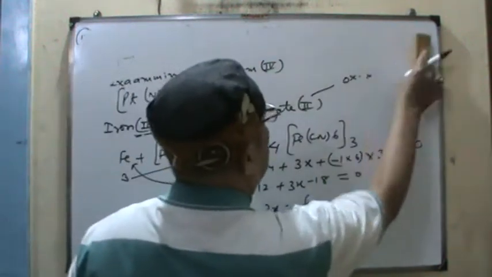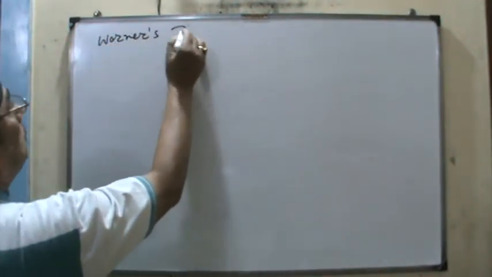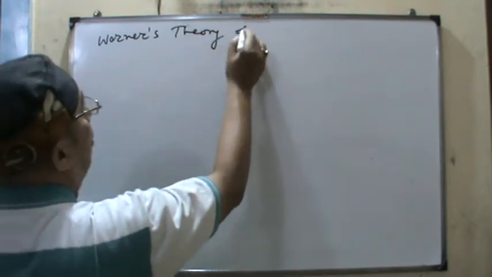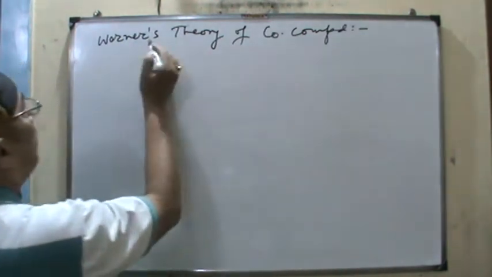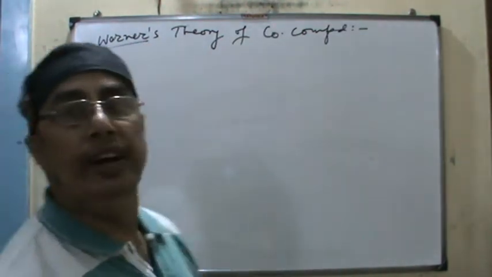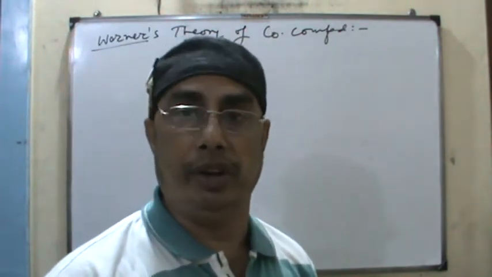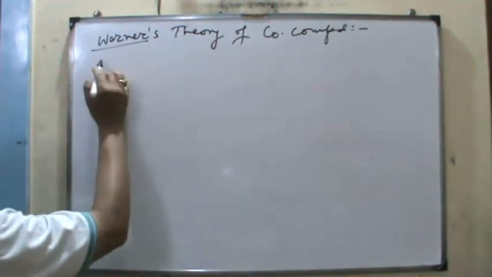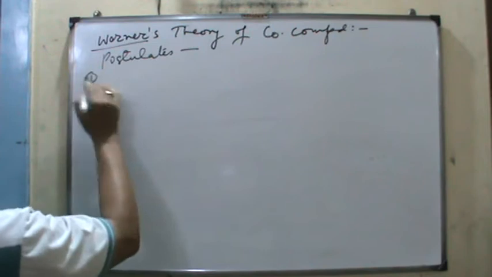Now after that, in coordination chemistry or the complex compound, we take Werner's theory of coordination compound. Alfred Werner was known as the father of coordination compounds, the father of coordination chemistry. And he gave the following postulates.